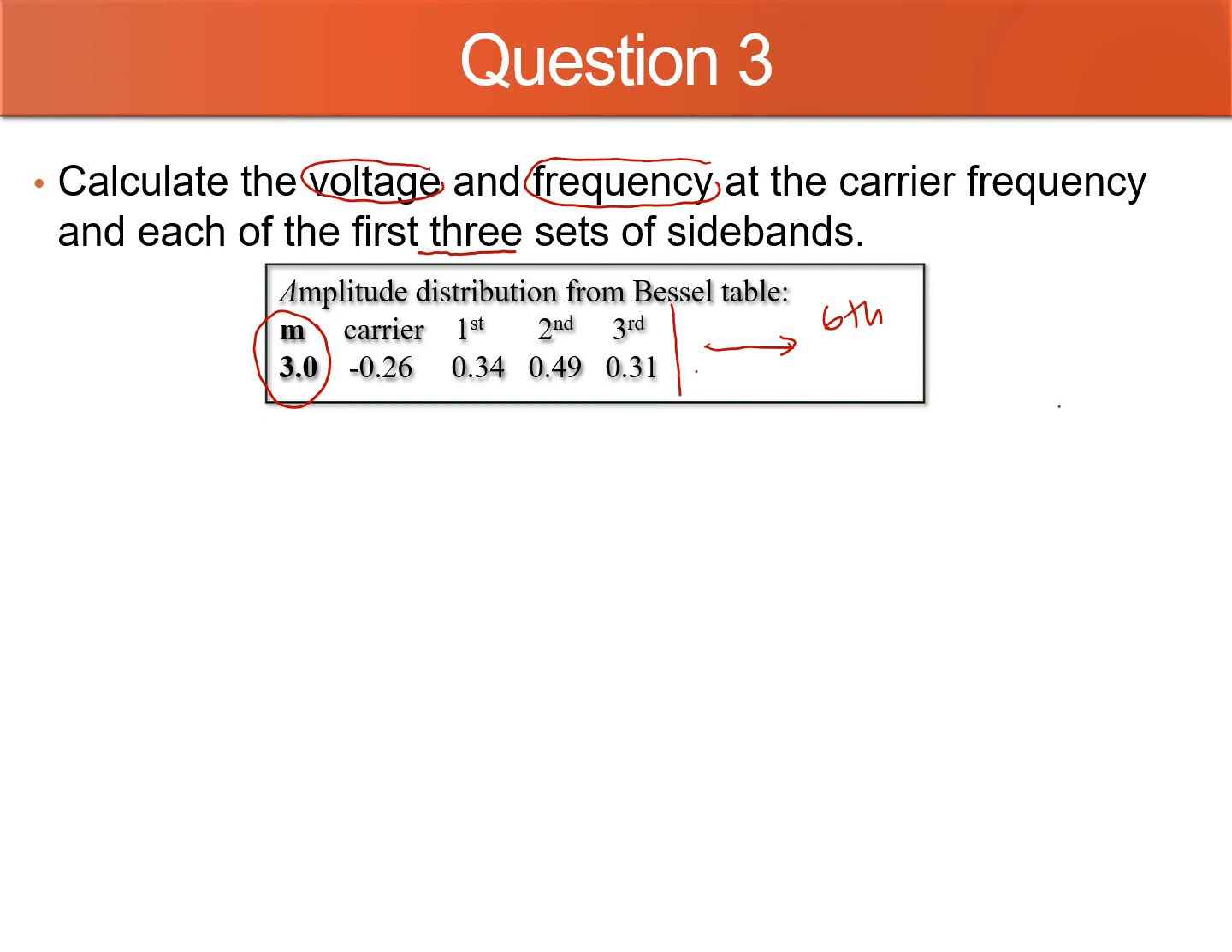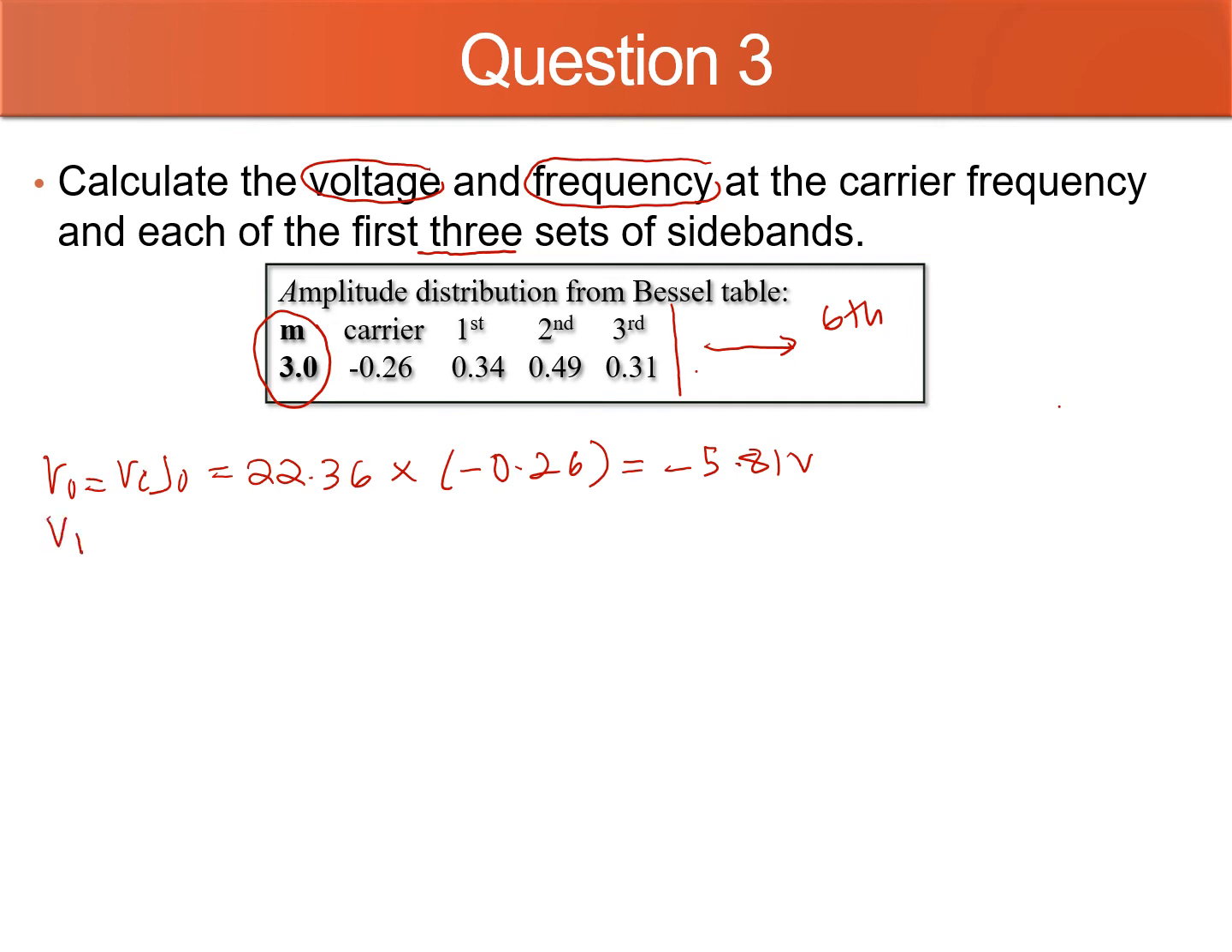For the first step, V0 equals Vc J0, which is 22.36 times the J0 element, which is negative 0.26, is equal to negative 5.81 volt.